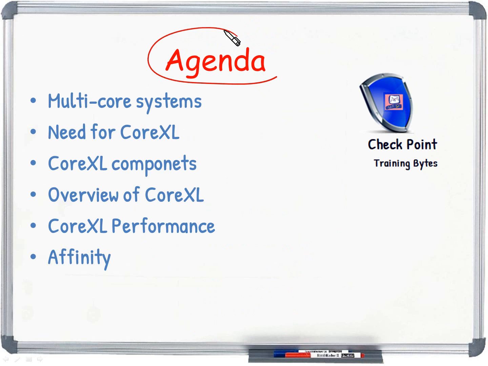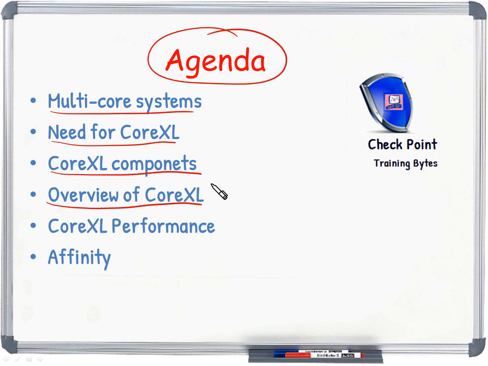So first of all, let's take a look at the agenda of this module. The first topic we're going to discuss is what multi-core systems are, and why they were introduced and developed. And then we'll take a look at the need for CoreXL, why CoreXL was introduced. Then we'll look at the different components that make up CoreXL and break them down. And then we'll put these components together and have a big picture overview of how CoreXL works. Then we'll discuss how CoreXL helps improve performance, and some of the benefits of having CoreXL.